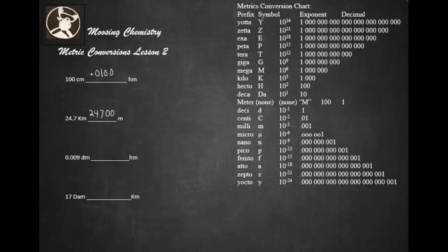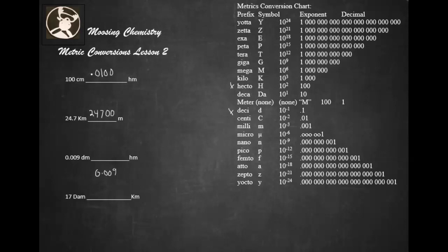We got 0.009, right? Decimeters to hectometers. Well, does it have a decimal point? Yes, it does. So we don't need to give it another decimal point. So let's go ahead and put an X here for decimeter. There you go. And we're going to go to hectometer, which is right here. Pretty easy, huh? It is.